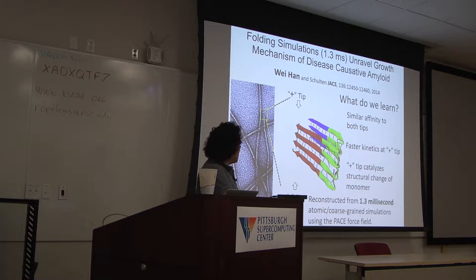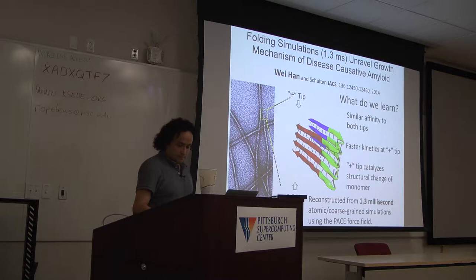So this is using a force field that was developed in the lab. It's called the PACE force field. It's an improvement over the Martini force field for amino acids. What we're looking at here was done by one of our postdocs, Wei Han. He's now a professor in China. This was published in JACS in 2014. It's the growth of the beta amyloid fibril. In this case, we're not only looking at the folding of a protein, we're actually looking at how the fibril is formed. I'm going to replay the movie so you can look at it.